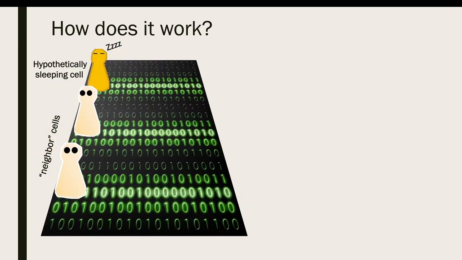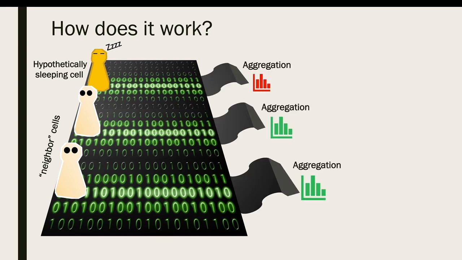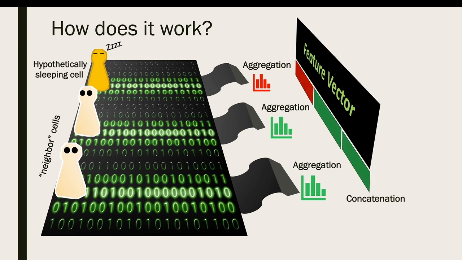After we have determined which are the neighboring cells of the one that could, hypothetically speaking, be asleep, we get the performance data along with the one of the cell under study. Both the cell under study and its neighbors' data are aggregated in non-overlapping time bins. The statistics computed in the aggregation process are concatenated into a vector. We call this the feature vector, and we expect it to have enough information for the machine learning model to guess if the cell under study is or not asleep.